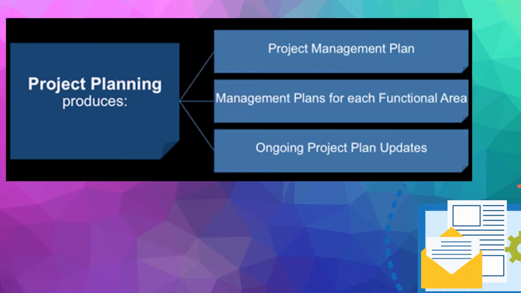The next step in the project management process is project planning. And what you do here are the drafts of your project management plan, your management plans for each functional area, and the ongoing project plan updates. What do you exactly do in project planning? In this step, the team identifies the work to be done, and the project's tasks and resource requirements are identified along with a strategy for producing them. That's why you have your PMP, Project Management Plan.